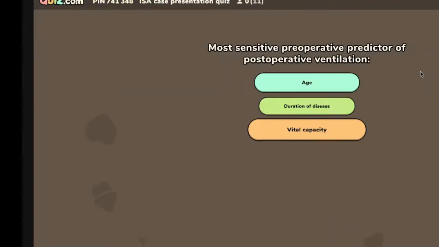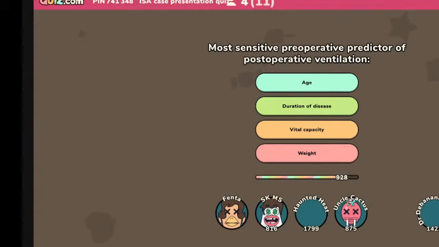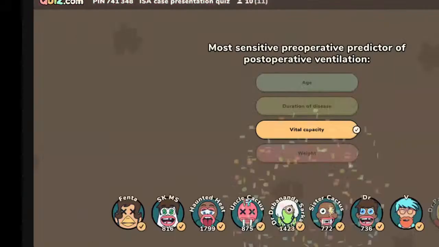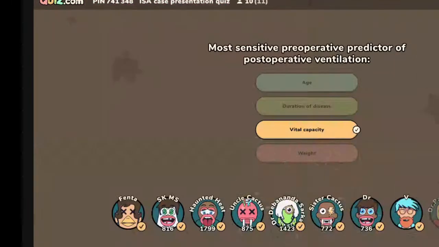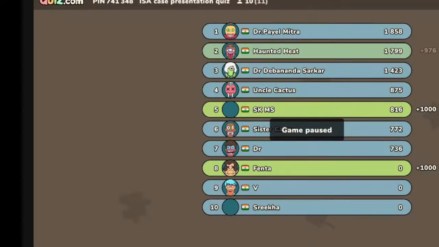Pre-operative predictor of post-operative ventilation. Yes, vital capacity. Dr. Akash presented this during his presentation. He specifically mentioned that a vital capacity of less than 0.9 liters leads to a higher chance of post-operative ventilation.